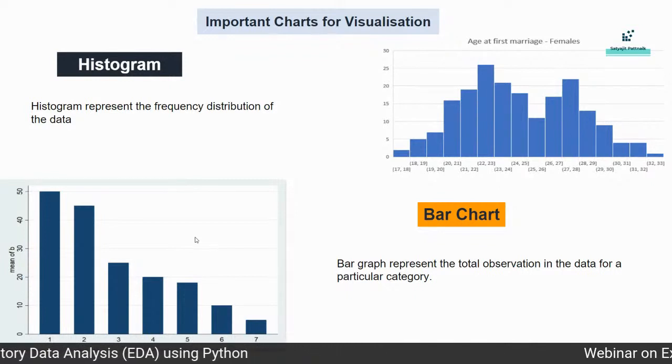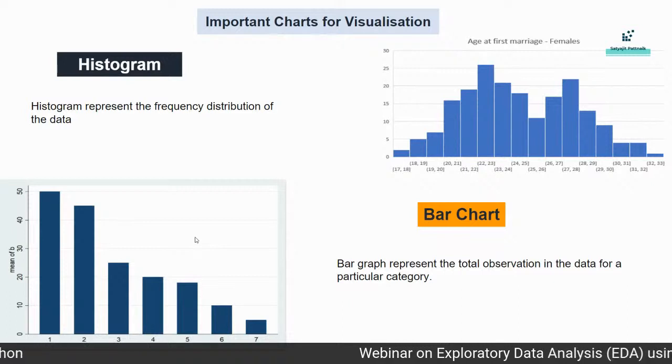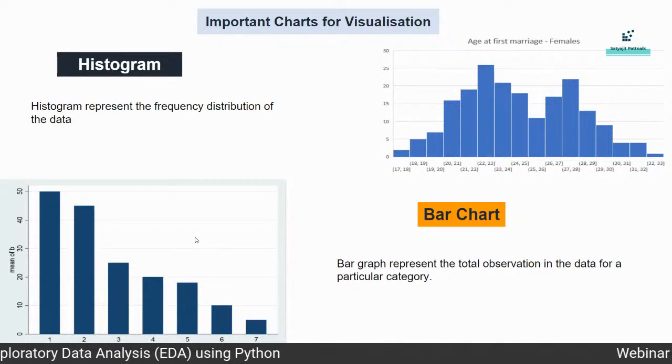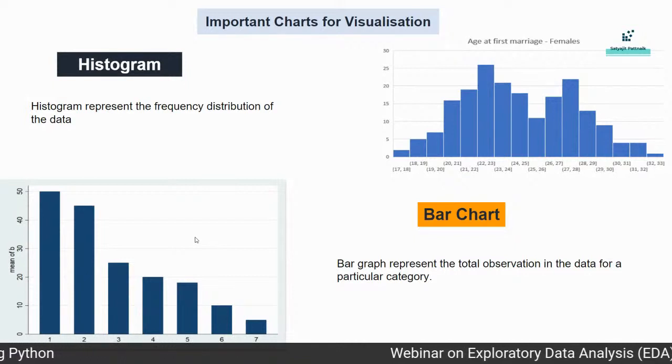Bar charts are basically used to compare the frequency, total count, sum, average in different categories by using horizontal and vertical bars. You can make it horizontal, you can make it vertical as well. Now, coming on to histograms. Histograms basically represent the frequency distribution of the data.